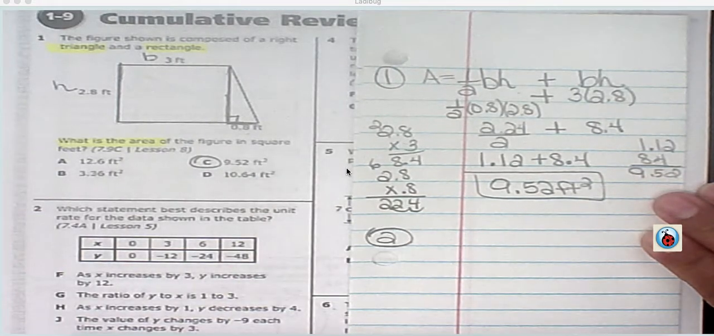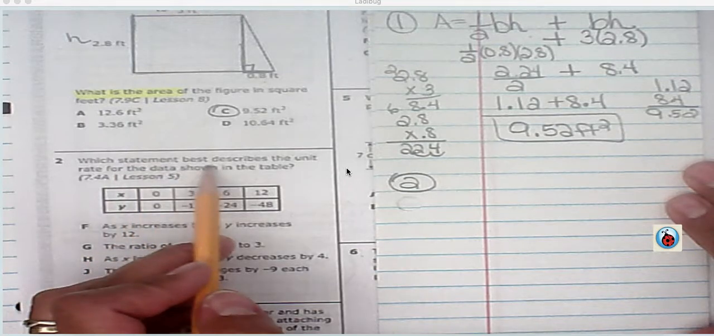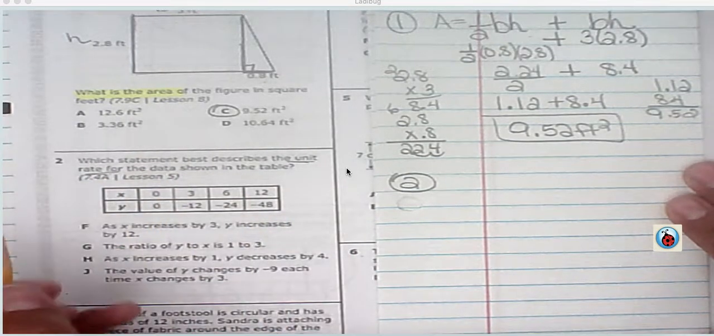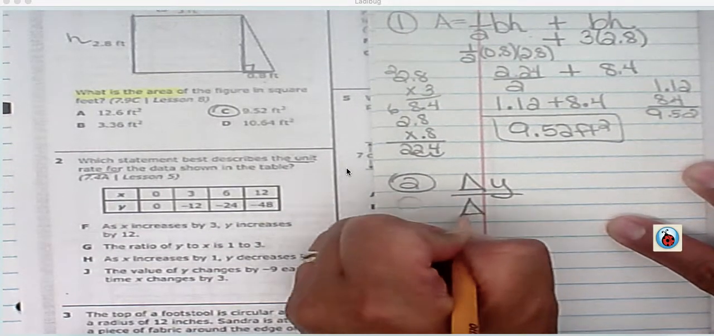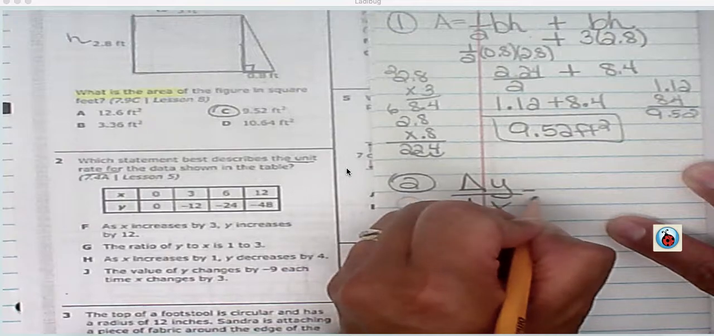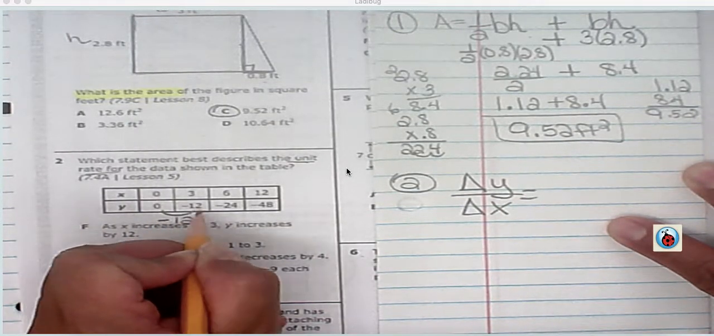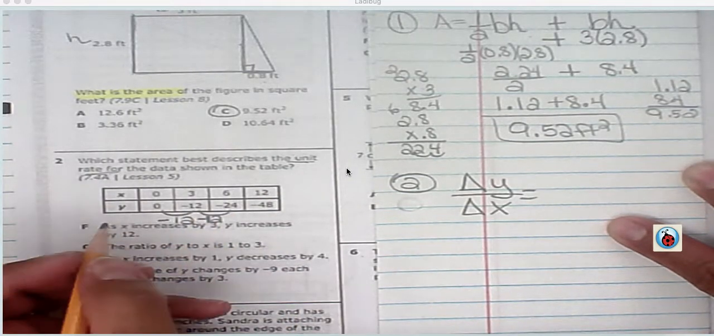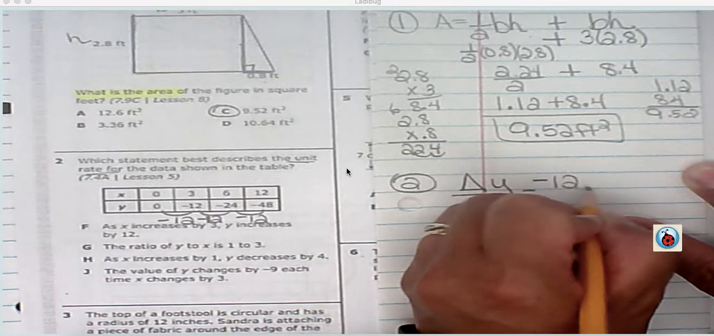Number 2. Now here we're looking at a constant rate of change. Which statement best describes the unit rate for the data shown in the table? So that's your change in y over your change in x. So we're going to go look for the change in y from 0 to -12. That's a -12. To -12 to -24. That looks like it's a -12. And it looks like that pattern is consistent. So this is a -12 on top.